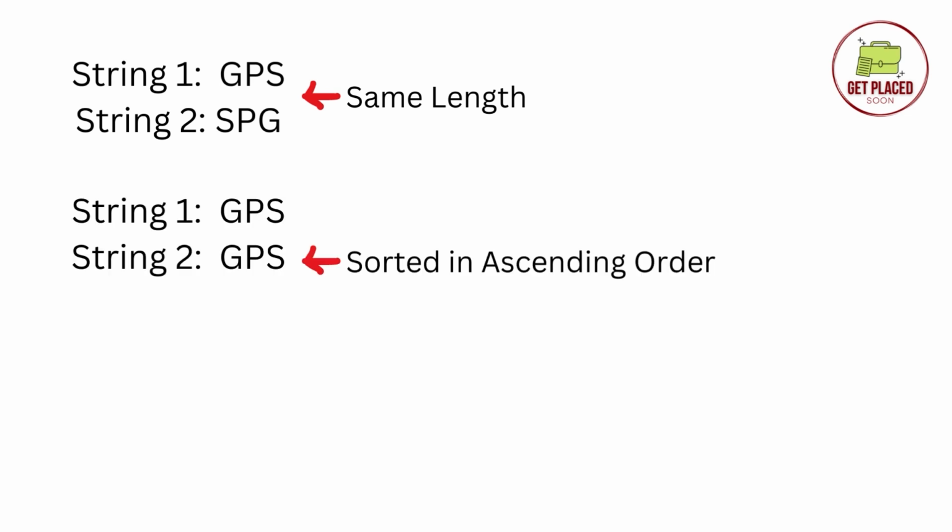Now we will sort both the strings in ascending order. GPS is already in ascending order. We will sort string 2, that is SPG, in ascending order, and it becomes GPS. Now compare the strings. After sorting both the strings in ascending order, we just compare. If both are equal, then they are anagrams. If they are not equal, return false.